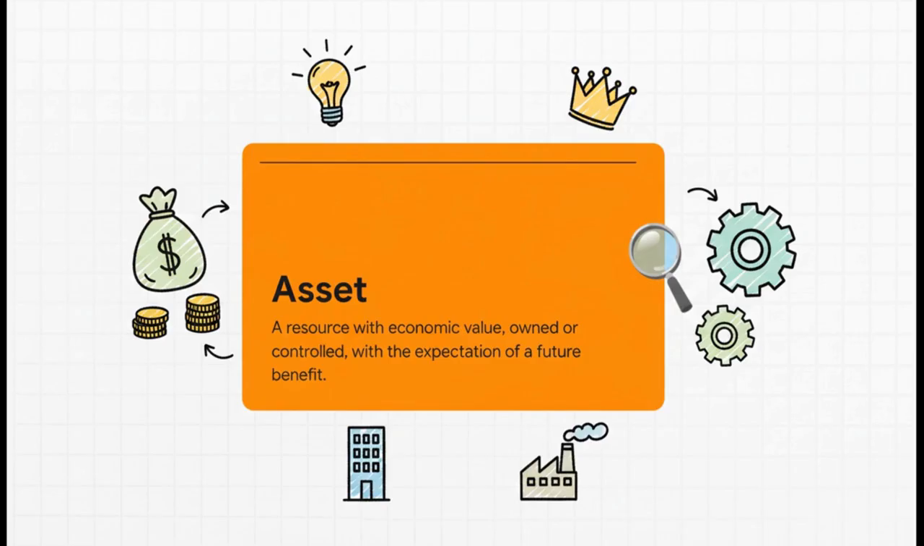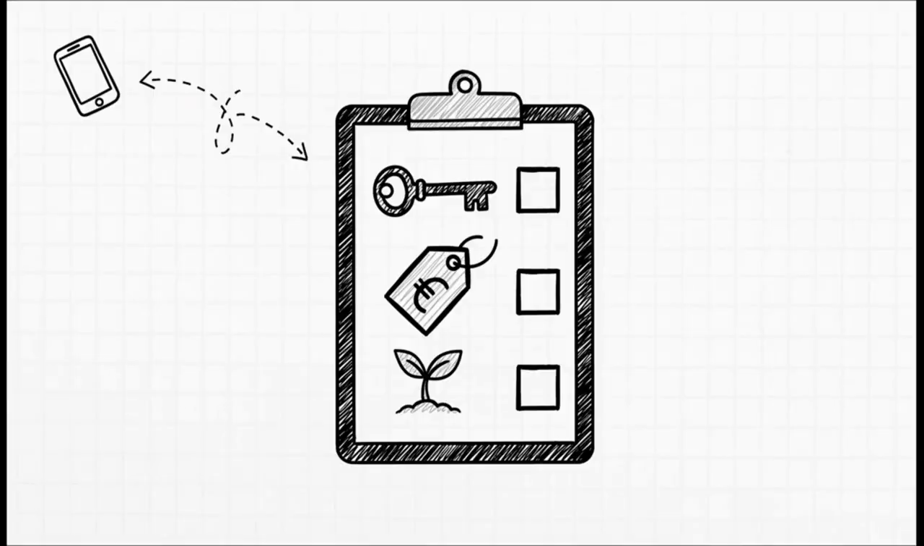Economic value just means it's worth something. Owns or controls, that's easy enough. But the most important part is that last bit, future benefit. An asset is something that's going to help you out down the line. So really, that big definition just boils down to a simple 3-point checklist. 1. Do you own or control it? 2. Does it have economic value? And 3. Is it going to provide some kind of future benefit? If you can check all 3 boxes, you've got yourself an asset.